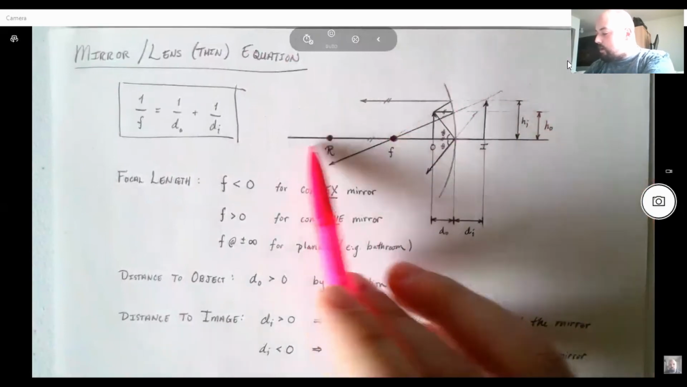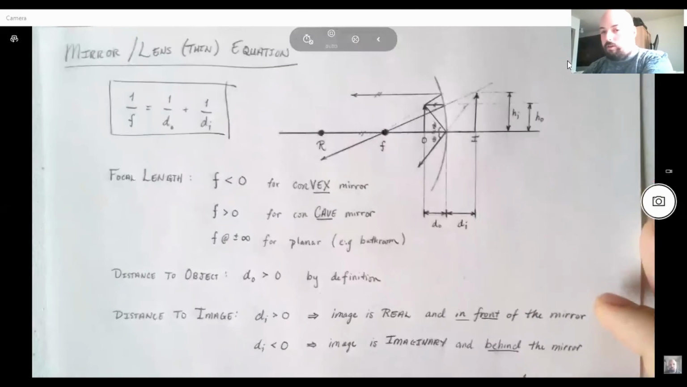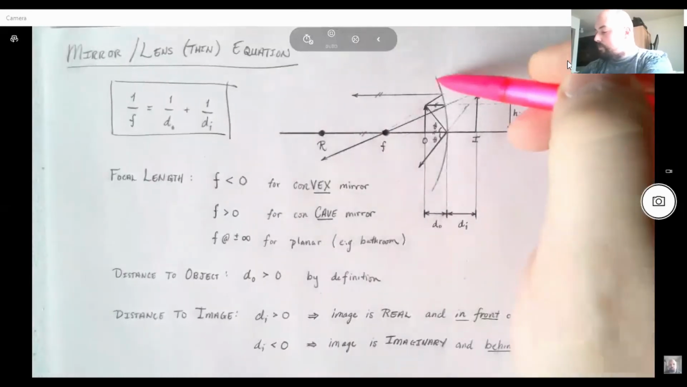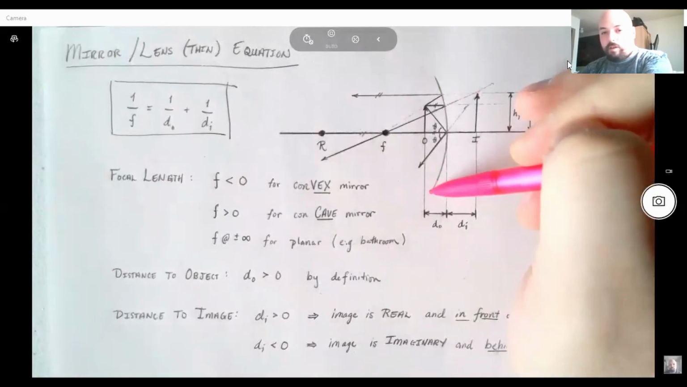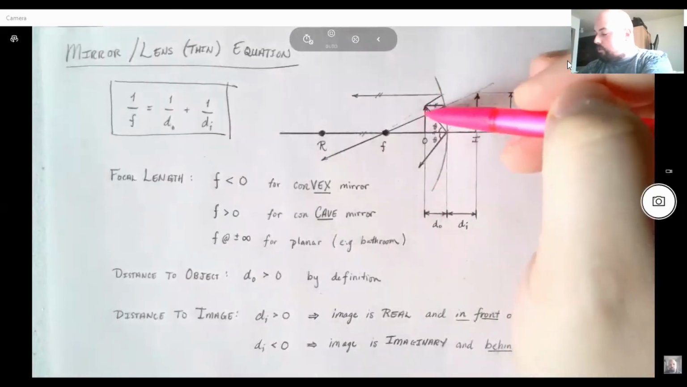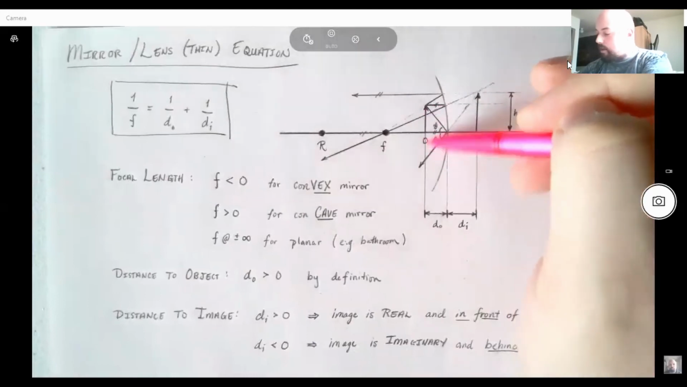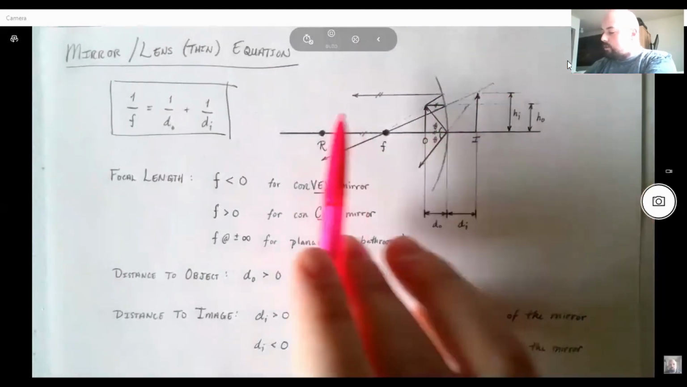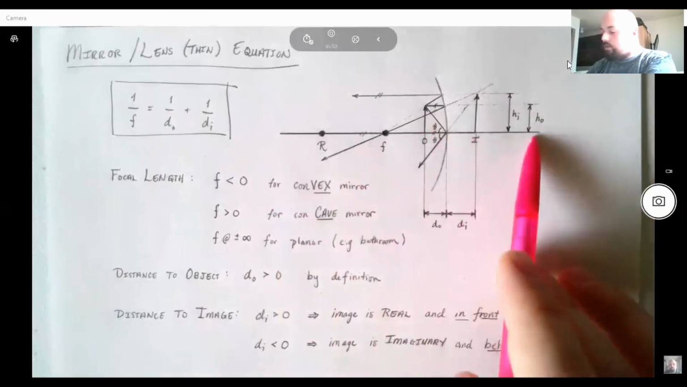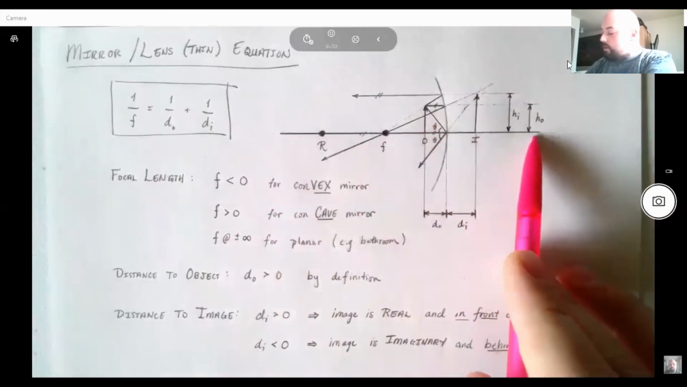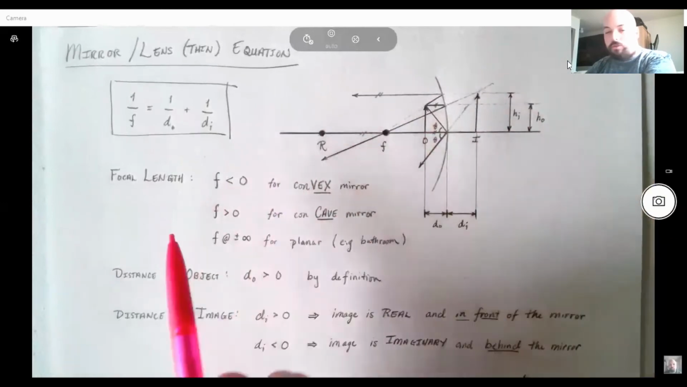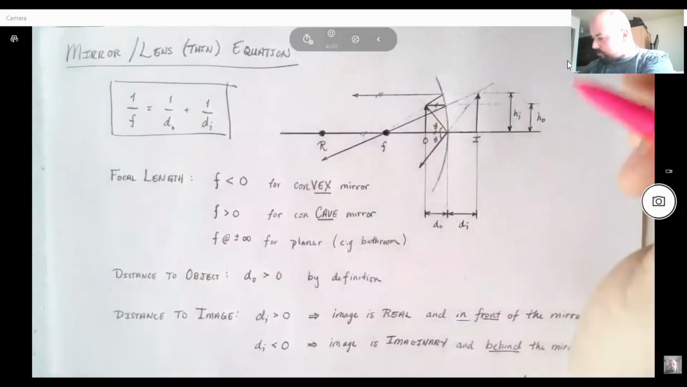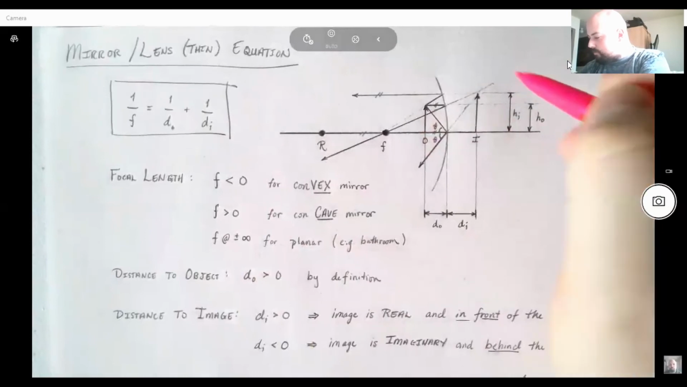So from our diagram here, we see that our mirror is represented by this curvature here. Our object will just be represented by an upright arrow at some location along the optic axis that we've drawn just straight through our diagram.